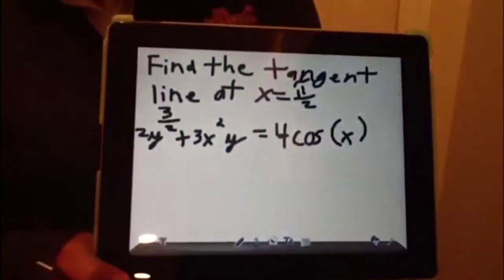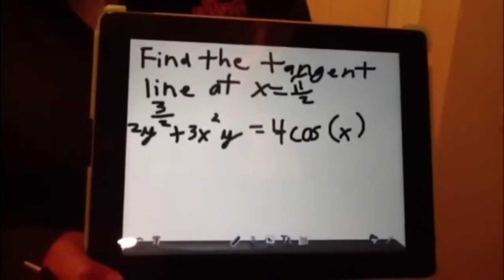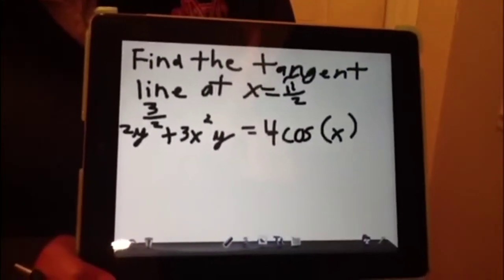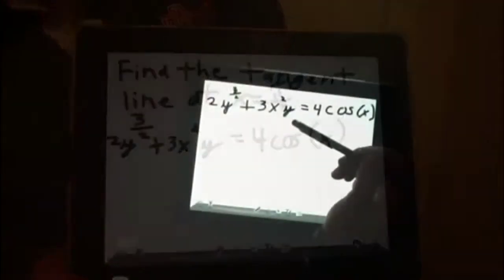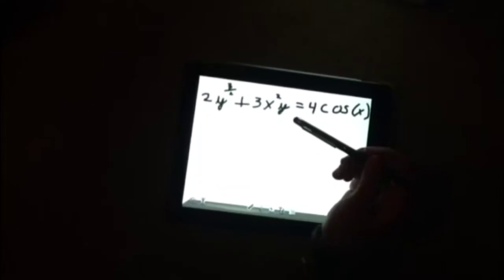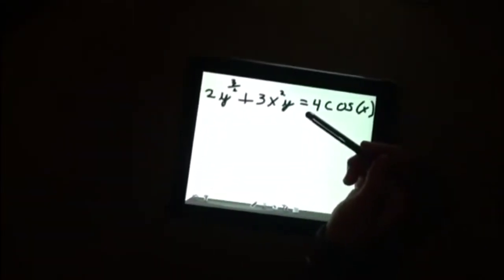Find the tangent line at x equals pi over 2 for the original problem 2y to the 3/2 power plus 3x squared y equals 4 cosine of x. So our first step is we're going to take the derivative of both sides using implicit differentiation.